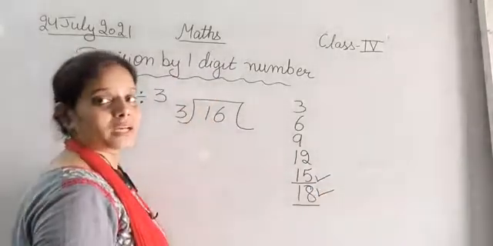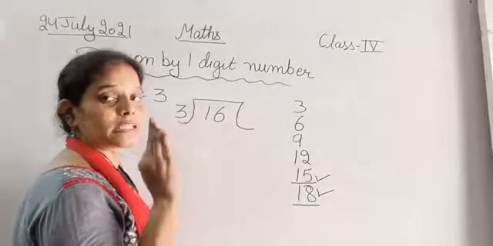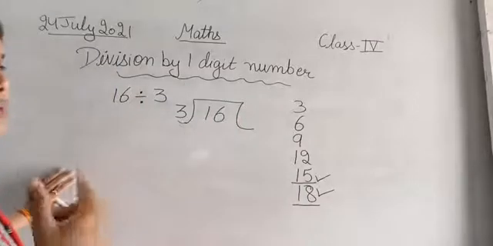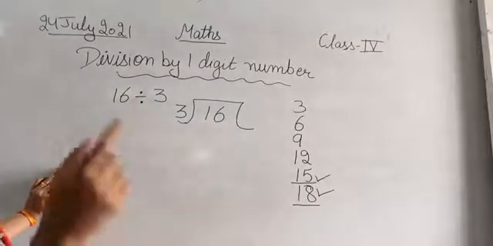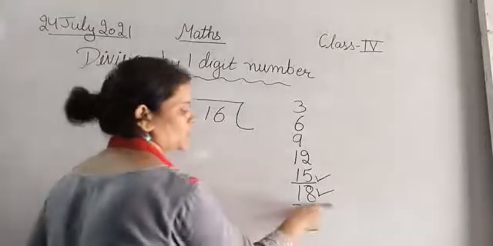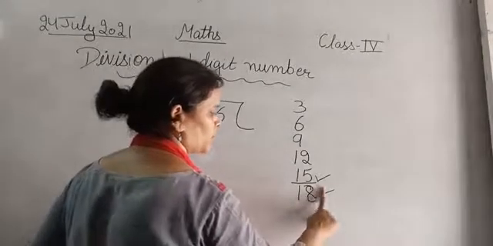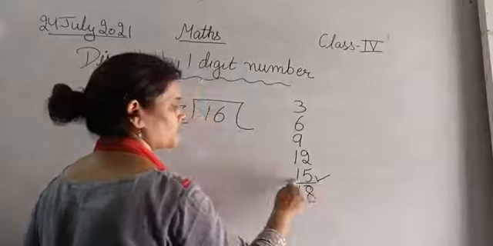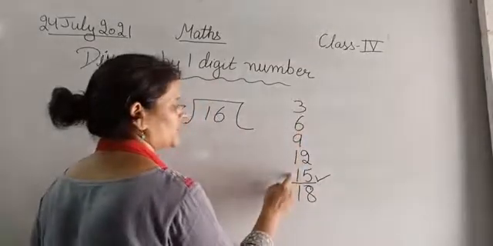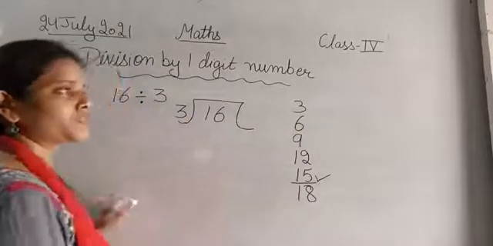तो 15 हमारा 16 से छोटा है and 18 हमारा 16 से बड़ा है. So मैंने आपको बताया कि we have to read the table जहाँ पे 16 हो या 16 से छोटा हो. We can't take the bigger number. So we will move up to here only, that is 15. देखिए 15 किस पे आया, 1 2 3 4 5. So 3 5s are 15.